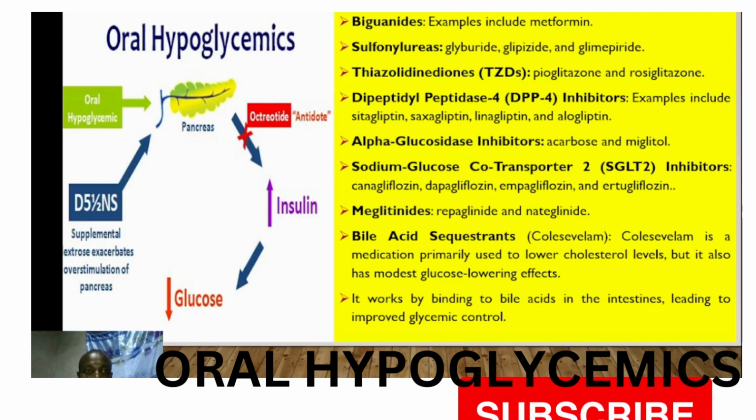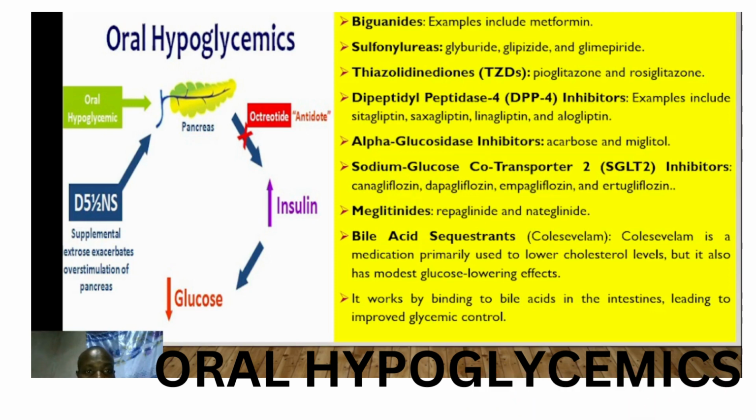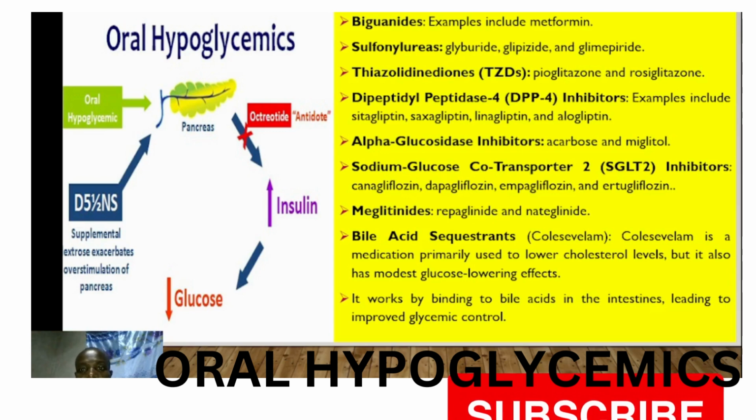We have biguanides, and a good example is metformin. We have sulfonylureas, a good example is glibenclamide. We have thiazolidinediones, and we have pioglitazone. We have the DPP4, which we normally abbreviate, and they mean dipeptidyl peptidase 4 inhibitors. They include sitagliptin. We have alpha glucosidase inhibitors. These ones normally work in the intestines. A good example is acarbose.